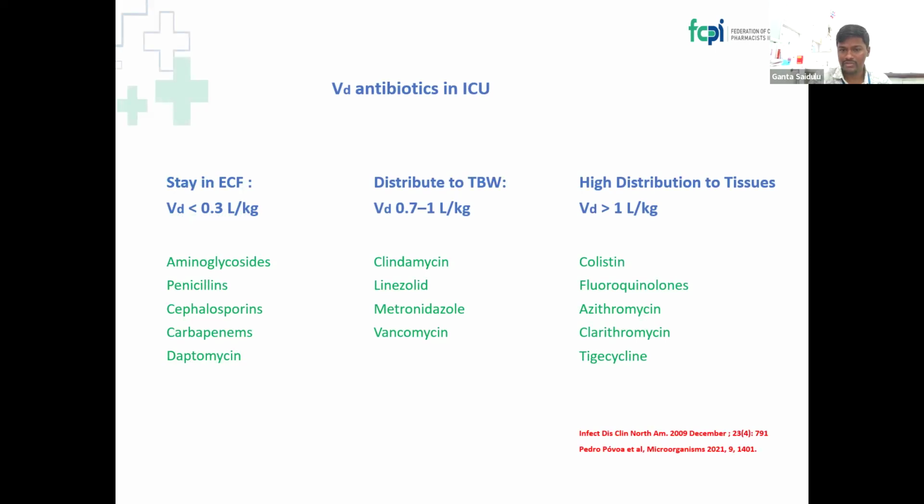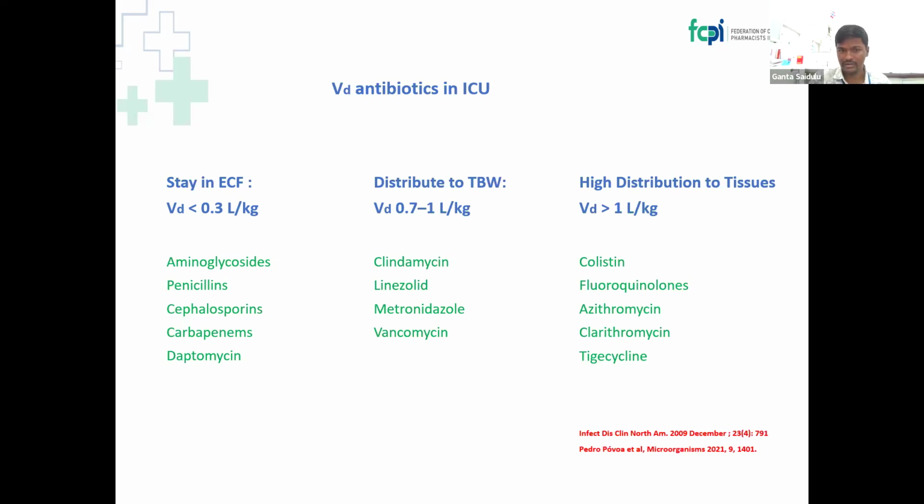And if you see the volume of distribution, there are multiple studies published in various journals, and they finally found that only some particular antibiotics stay in the extracellular fluid: aminoglycosides, penicillin, cephalosporins, carbapenems, and daptomycin. Because their volume of distribution is very low, less than 0.3 liter per kg. Any antibiotic with a volume of distribution less than 0.3 liter per kg can stay in the extracellular fluid. If this volume of distribution increases for any reason like sepsis, they can distribute into other parts of the body.